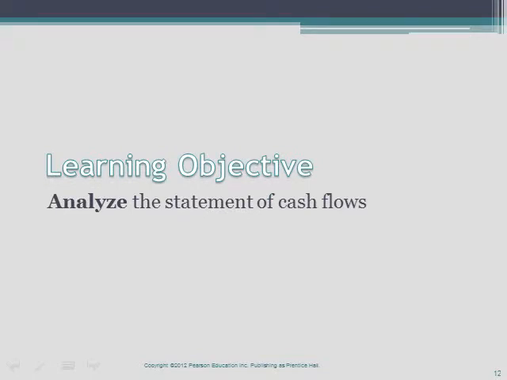So now we want to talk about how to analyze the statement of cash flows. And you remember from Chapter 12, we went through several different scenarios of preparing the statement of cash flows. And I hope you remember what the two methods that were available were. Those would be direct and indirect, right? And that most companies prefer the indirect method of preparing the cash flow statement.